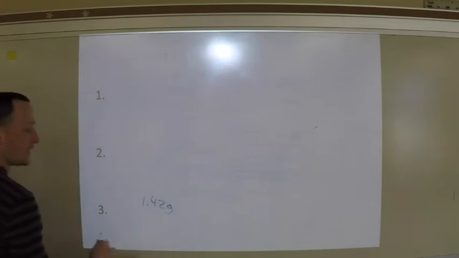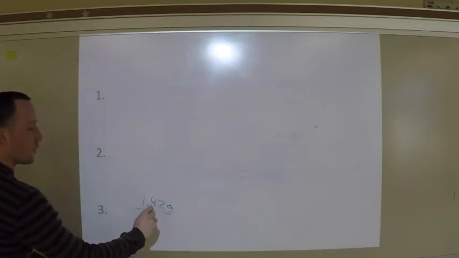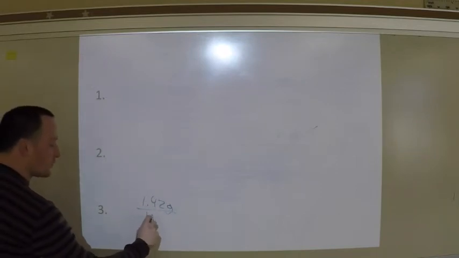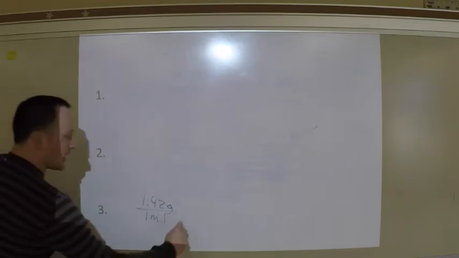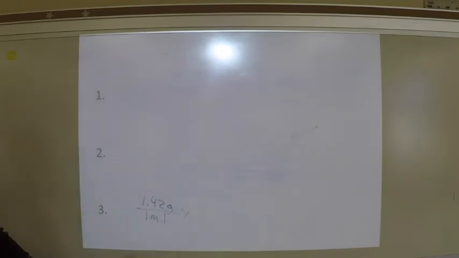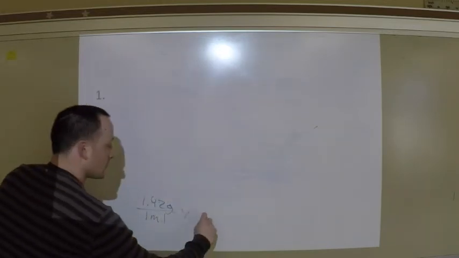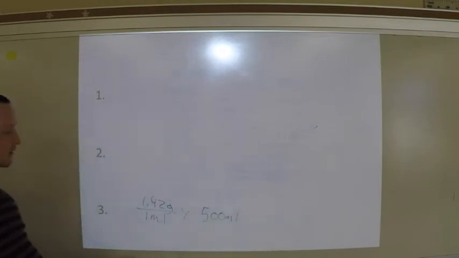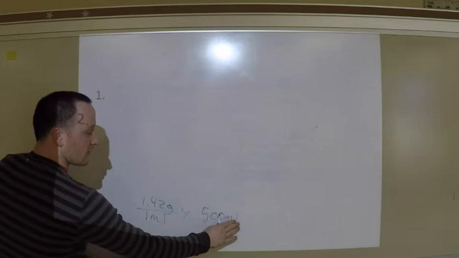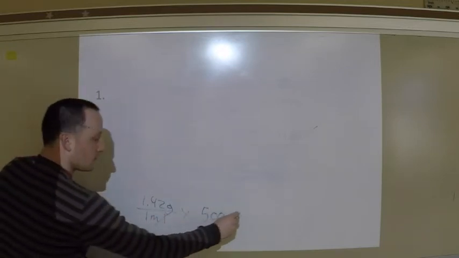I'm going to write it like this instead: 1.42 grams for every 1 milliliter. And I'm going to multiply that times the volume, and the volume was 500 milliliters. Notice how this unit, 500 milliliters, is on the top and this is on the bottom, so my milliliters are going to cancel.